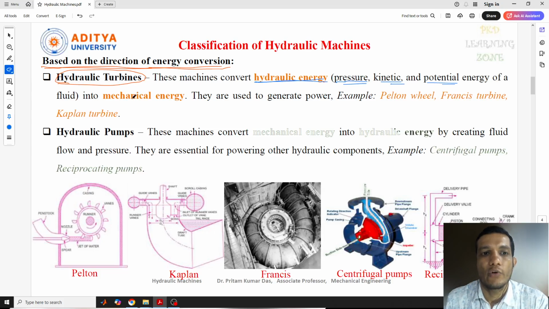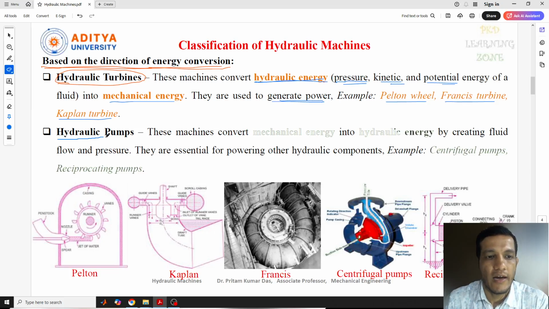So that is going to be converted into mechanical energy, you can see. And finally, this energy will be converted to electrical energy. That means this can be used to generate power. So the final output can be converted into electrical energy. Okay, so what are the different types of turbines? These are examples of hydraulic turbines, like Pelton wheel, Francis turbine, and Kaplan turbine, and many other turbines are also available, which are examples of hydraulic turbines.